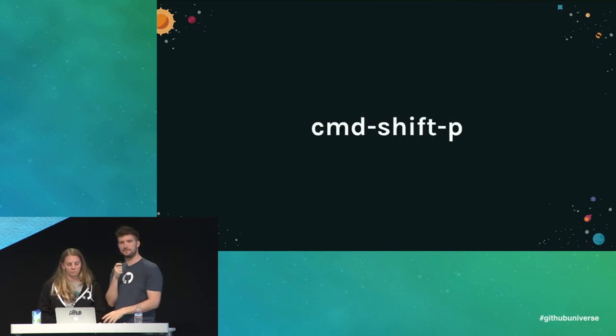Alt-G is kind of everything involving Git, and it might be hard to remember that because I don't remember all the keyboard shortcuts of Atom, but if there's one keyboard shortcut of Atom you must remember today, it's Command-Shift-P.